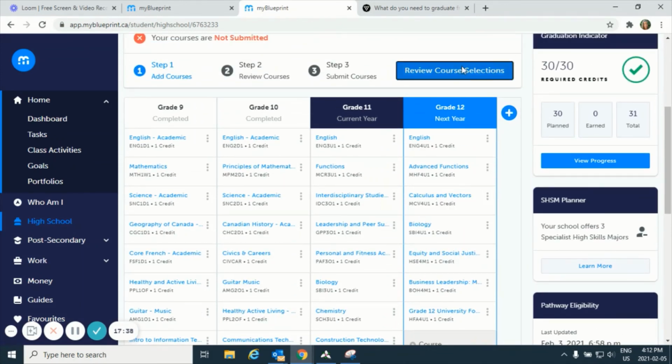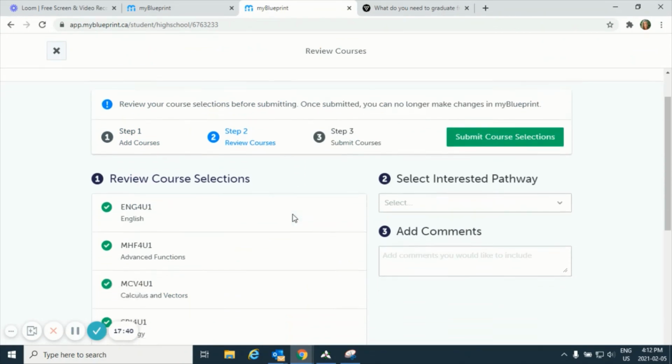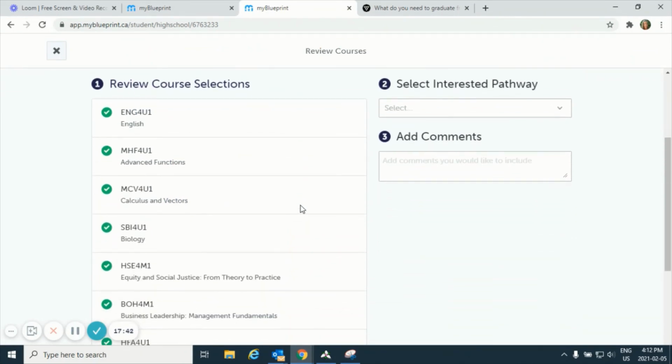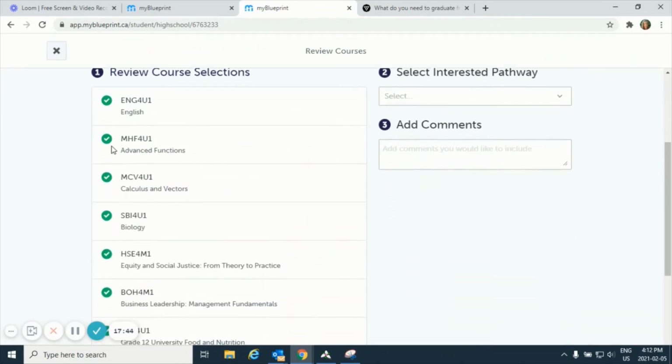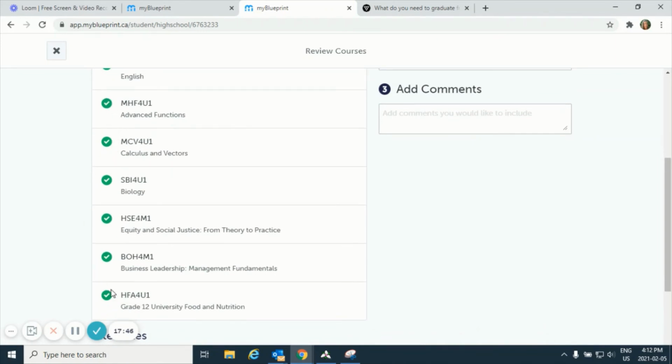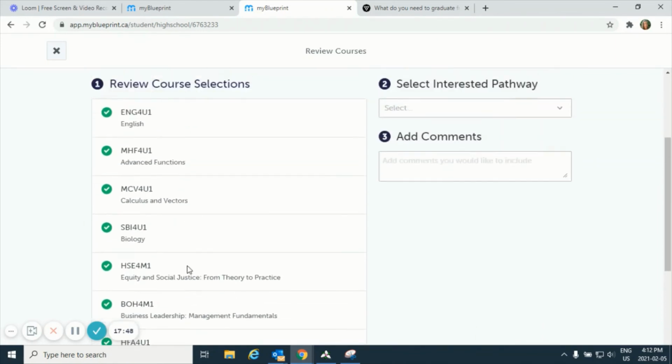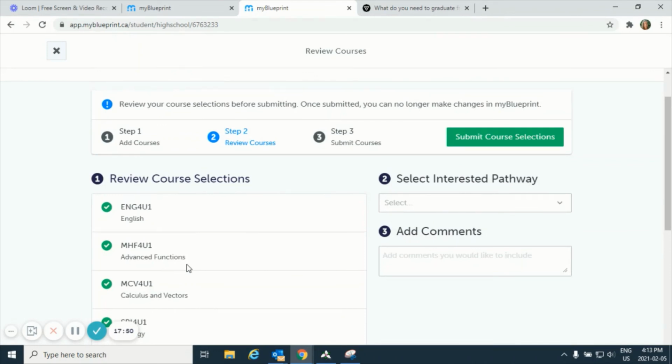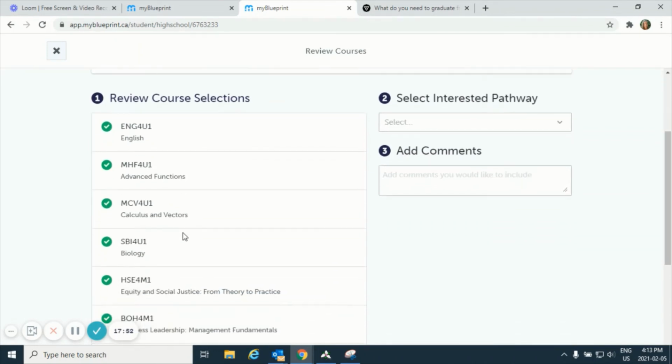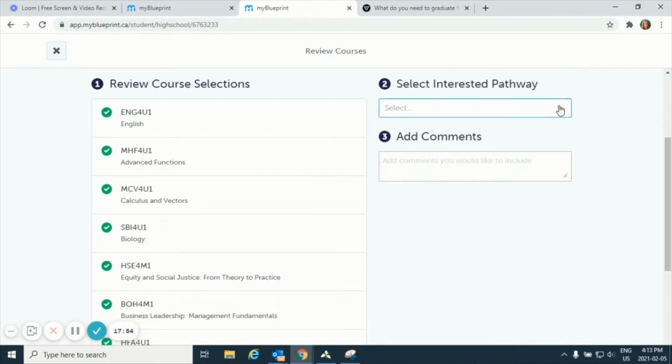We're now ready to review our courses. You can see on the review page that all of the courses that are chosen have a green check mark. This tells me that I've got the green light and go ahead for the courses that I've planned. The pathway that I'm interested in is the university pathway. And remember how we talked about taking grade 12 English at summer school? This is for my plan.